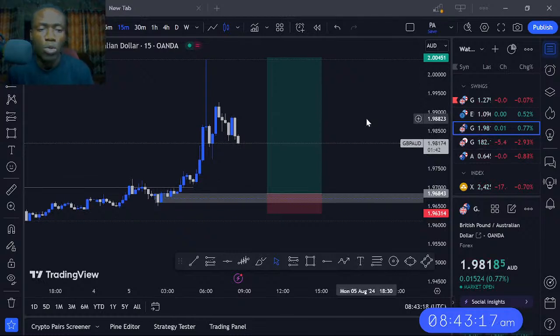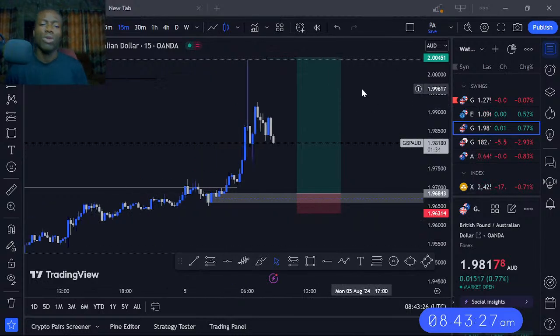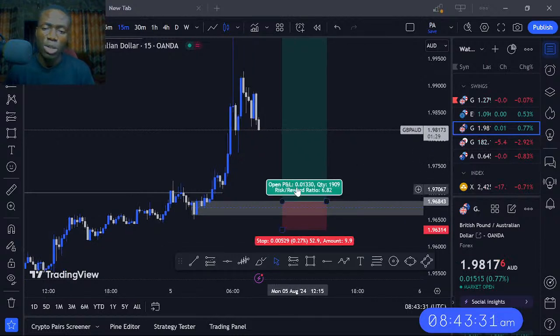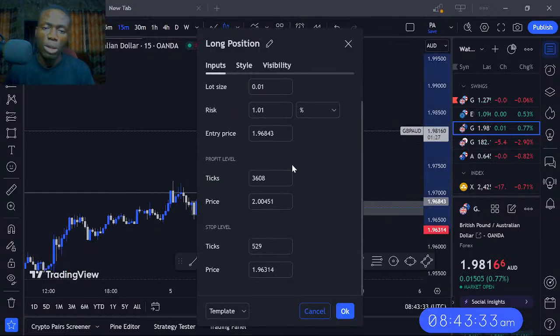We wait for the market to pull back to this last area of demand that it created, and then from there we'll get in and then let the market give us the sweet ride that we are looking for. So GBP AUD is a straightforward market, as you can see on my chart here. So you can take a screenshot. Let me just open the entry details for you again. Just take a screenshot of these details, and that is it.